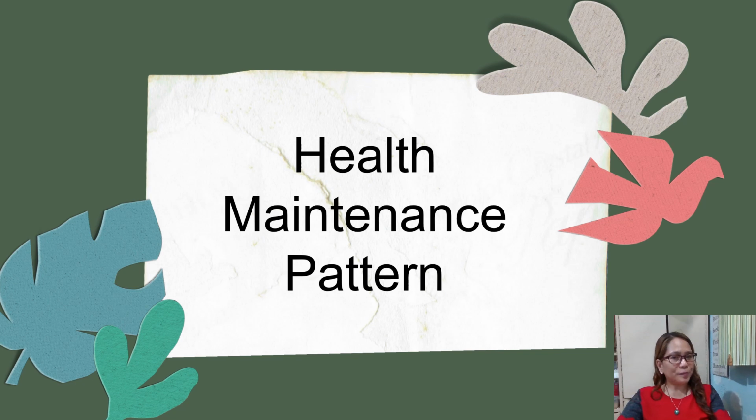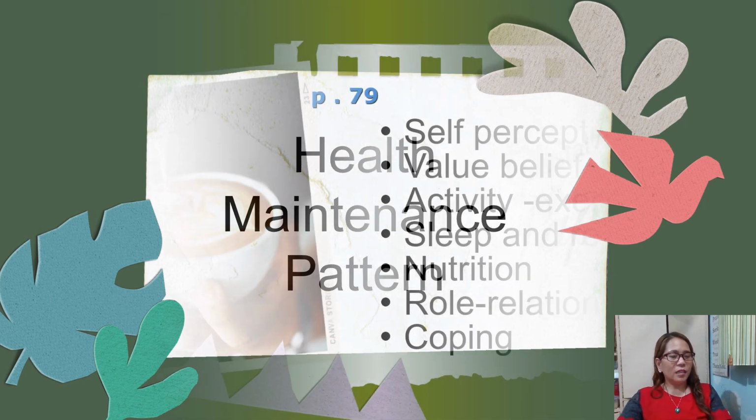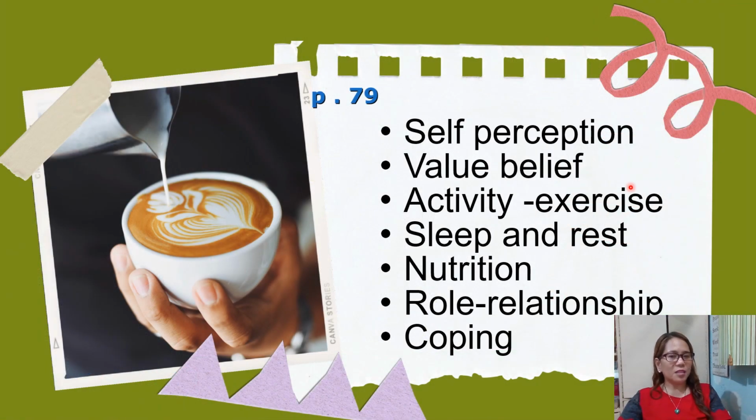Another component of our comprehensive health history is the health maintenance pattern. There are many examples of these in your book on page 79. For self-perception, what is her view of herself? Is it low self-esteem? Or very high self-esteem? A very positive outlook? Value or belief: what is her belief? What values does she practice?